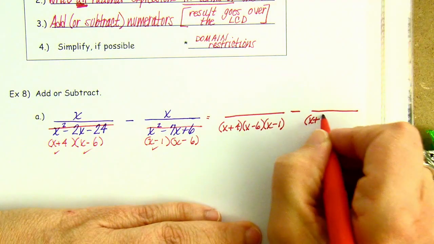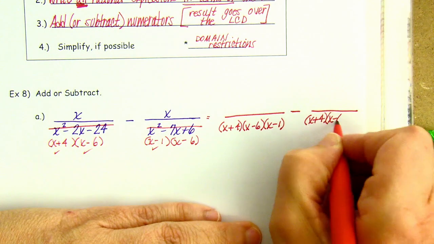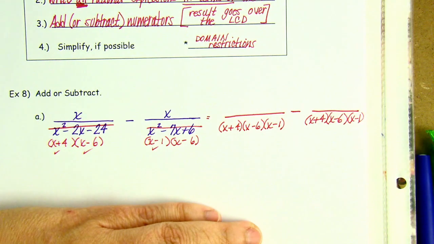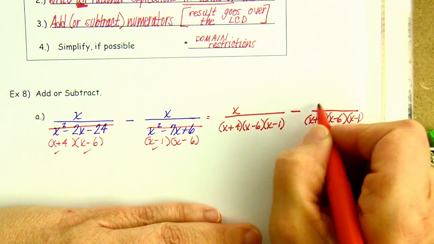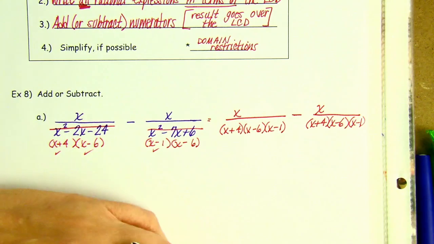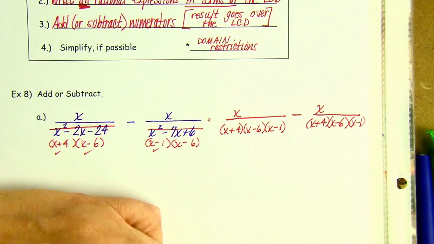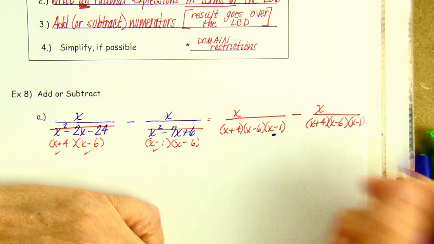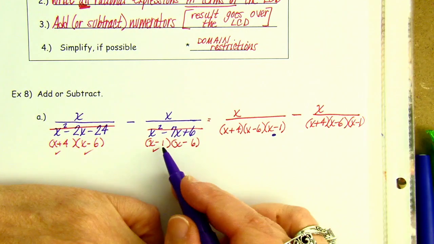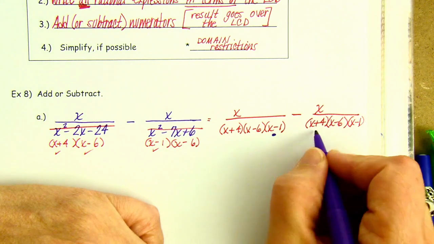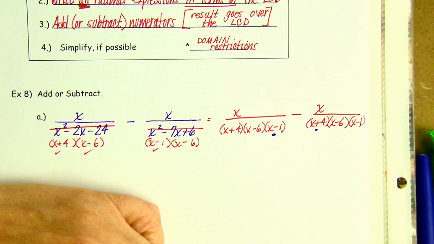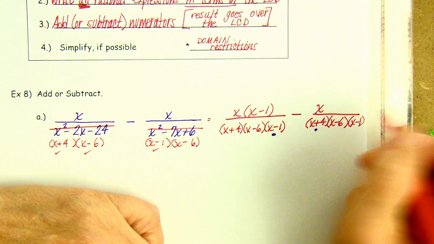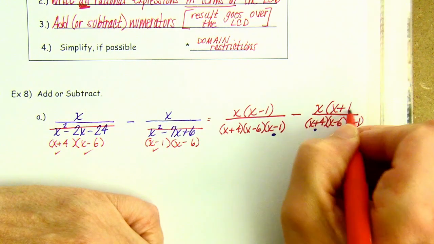x plus 4, x minus 6, x minus 1. I like to copy what was already up in the numerator. I like to identify the intruder. The first denominator had plus 4, minus 6. Here is my intruder: x minus 1. The second denominator had minus 1, minus 6. My intruder is plus 4. Remember, you have to move the intruder up. So we got x minus 1. Here we've got x plus 4.